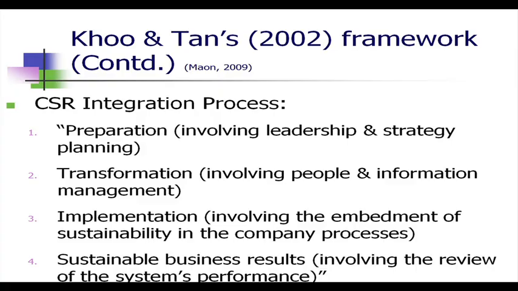This is very similar to the previous model. They become part of the company processes, and then you have sustainable business results, which involves the review of the system's performance. You have planned something, you have let the people know, you've put it in action, you have implemented it, and then you review it and see how it has changed the performance of your organization. So, that is what Kuh and Tan's framework talks about.